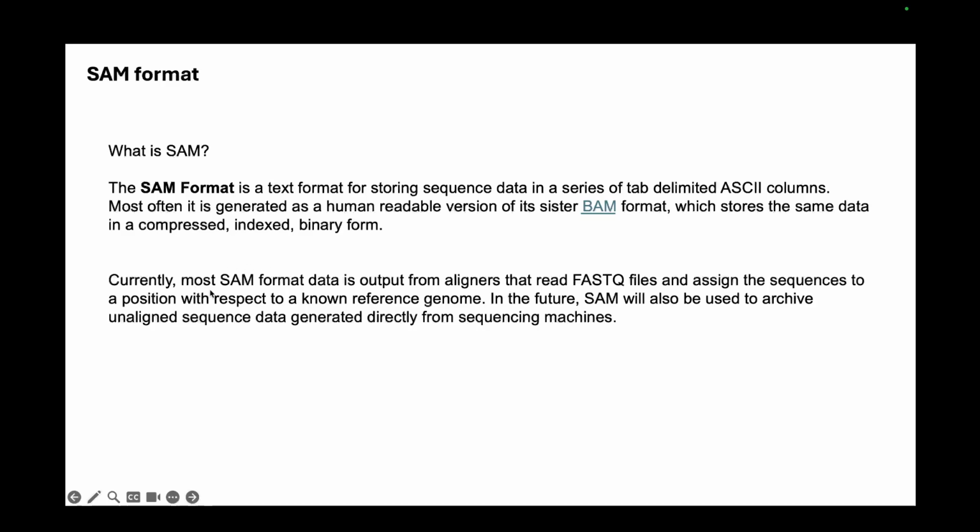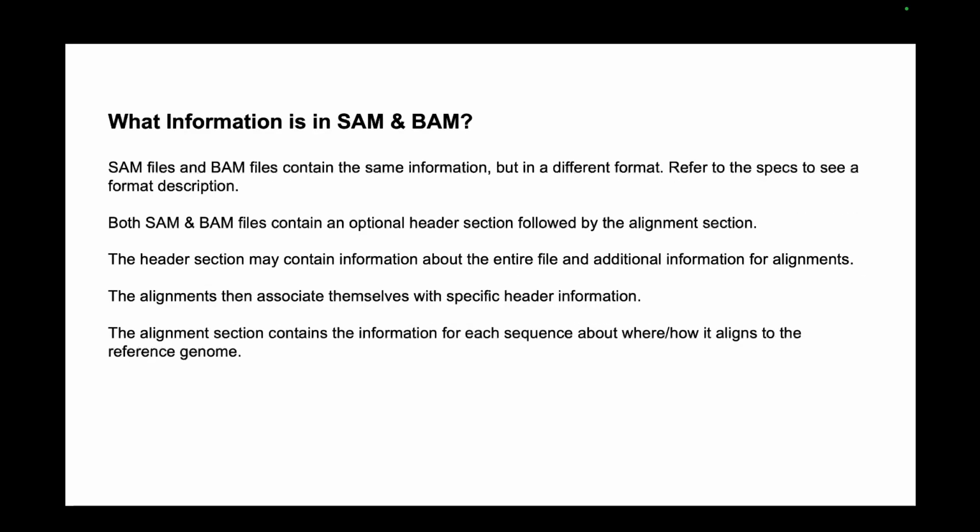So yeah, most SAM format data is output from aligners that read FASTQ files and assign sequences to a position with respect to a reference genome by the algorithms that we just discussed. For alignment software like BWA-MEM, it will take the FASTQ file as an input, and as an output it will give you a SAM format file. I want to give you what a SAM format is and what information you can see here.